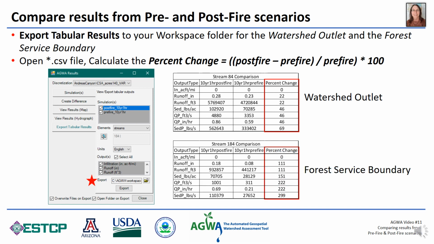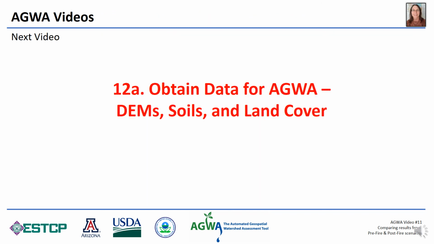Repeat these steps for the stream reach at the Forest Service boundary. We can see that the percent changes were greater at the boundary than at the outlet, as we saw previously in the hydrographs. This information can help guide management decision-making and reduce mitigation costs.